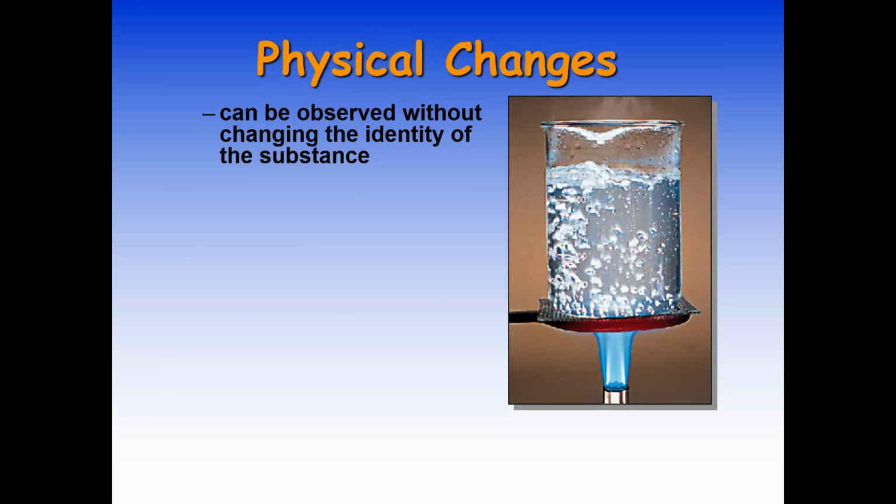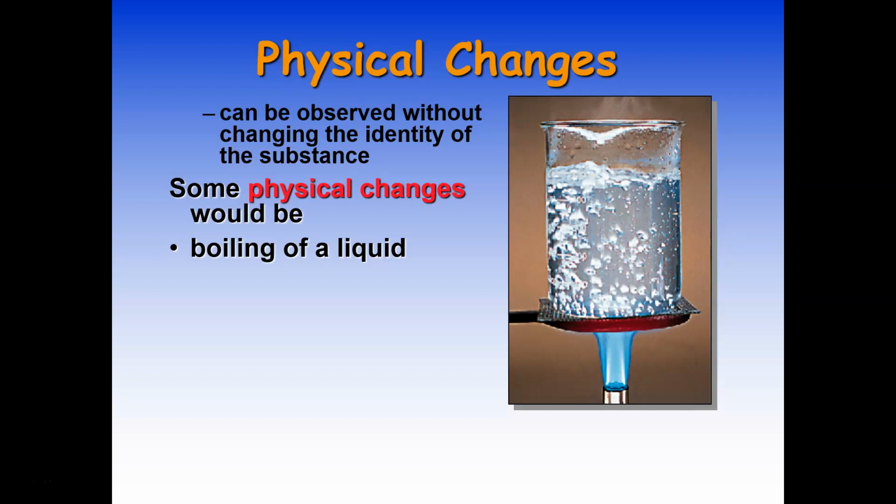So these are physical traits that something has. We would say something is a physical change if it can be observed without changing the identity, that molecular, atomic structure of the substance. Some examples of physical changes would be boiling of a liquid. We can boil water and it's still water. The melting of a solid. I can melt an ice cube and it's still going to be water.